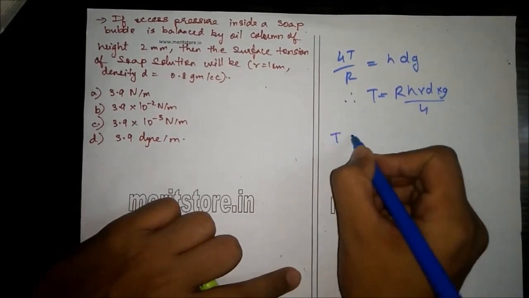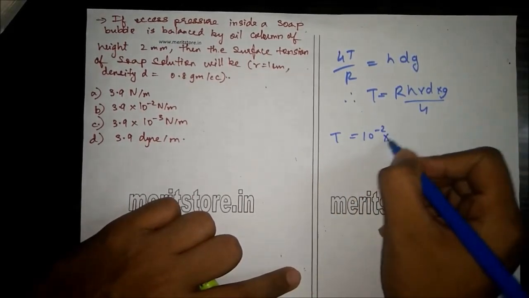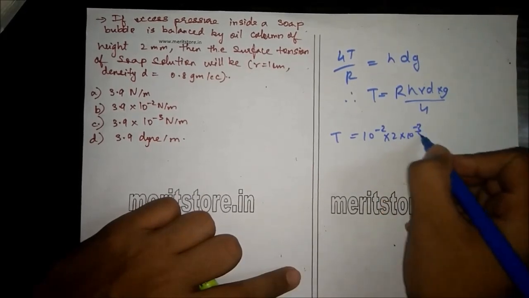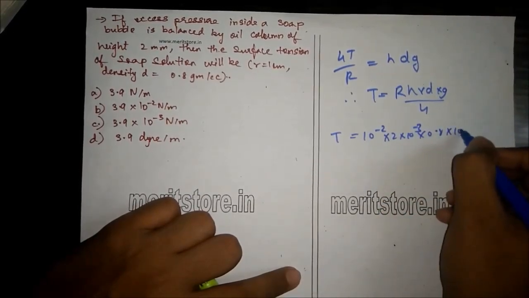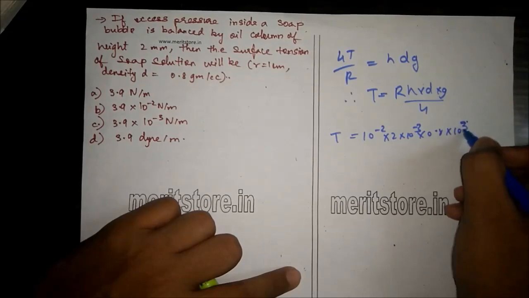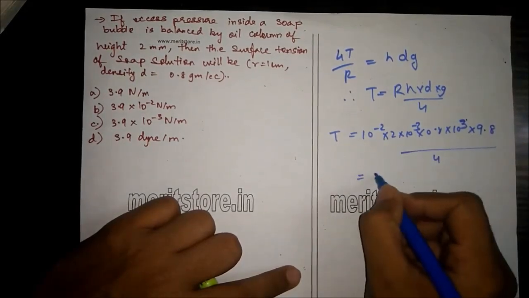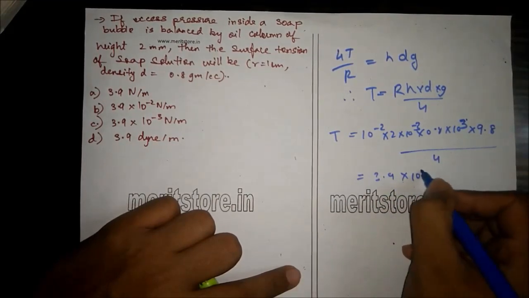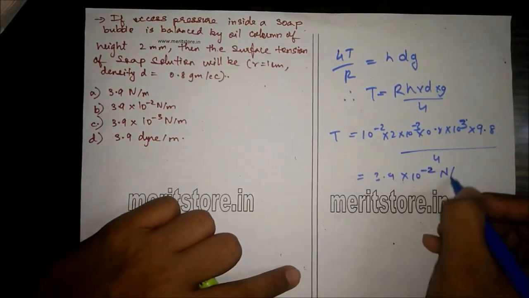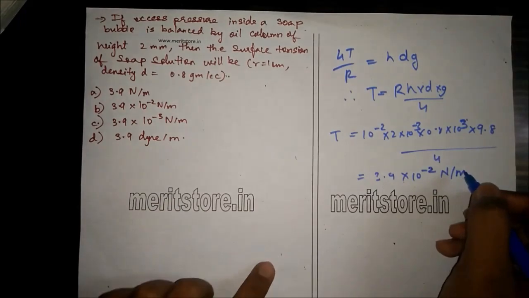Therefore, substituting the values, we'll get 10 raised to minus 2 into 2 into 10 raised to minus 3 into 0.8 into 10 raised to 3 into 9.8 upon 4, which is equal to 3.9 into 10 raised to minus 2 Newton per meter. Therefore, here the correct answer will be option B.